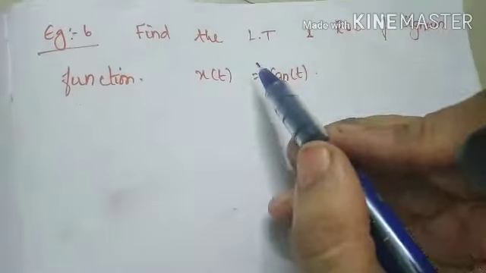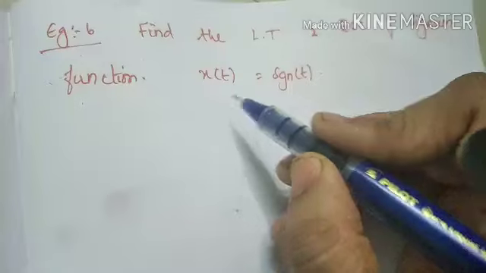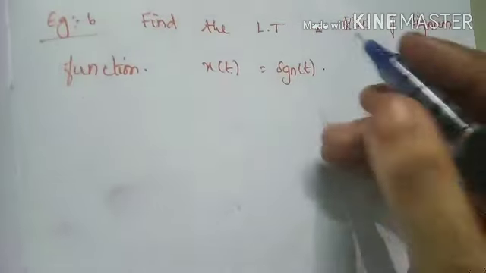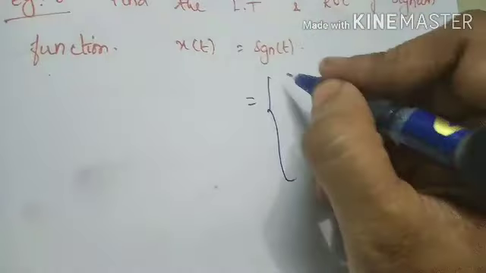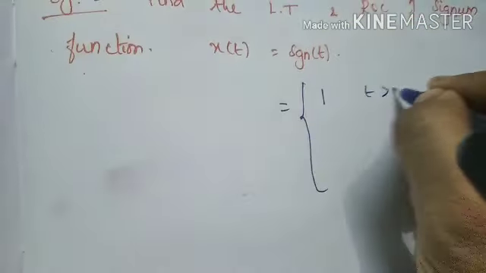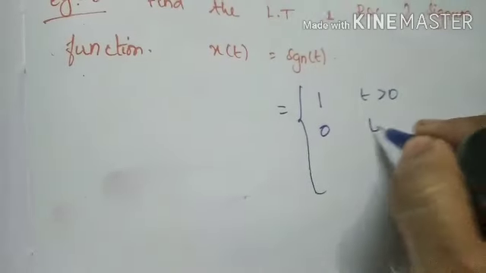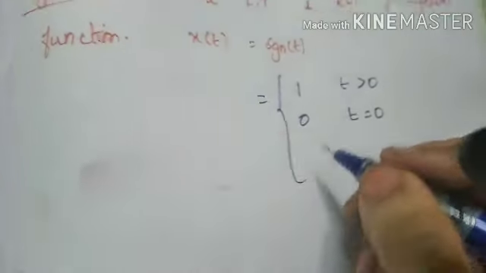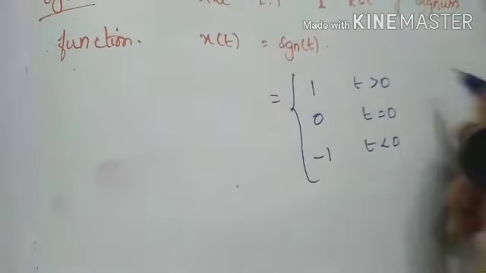Let us see the second type of signal. Example 6. Find the Laplace transform and region of convergence of a signum function. So x of t is equal to signum of t. How can we write this equation in values? x of t will be equal to 1 when t is greater than 0. x of t is equal to 0 when t is equal to 0. x of t is equal to minus 1 when t is lesser than 0.